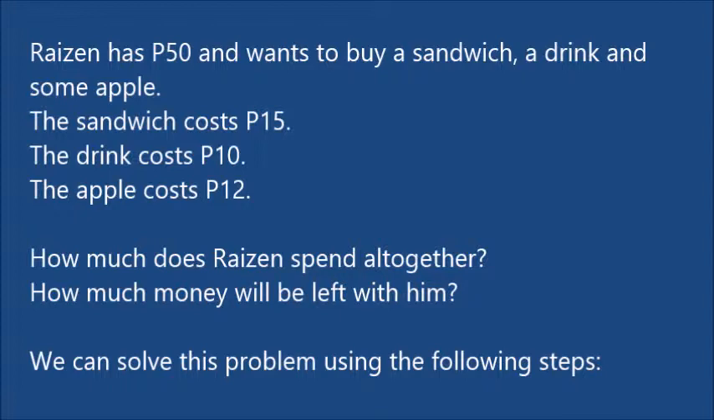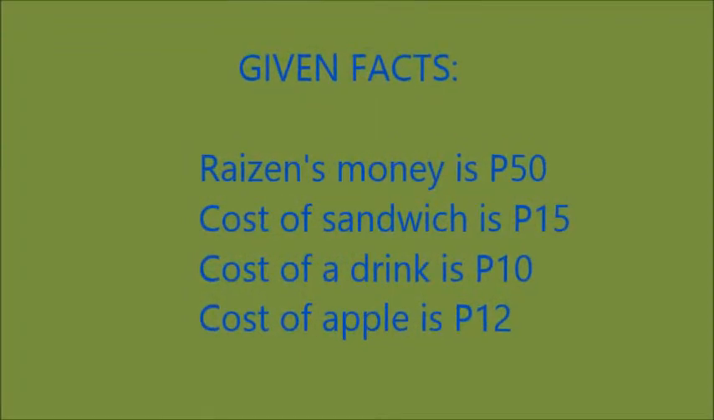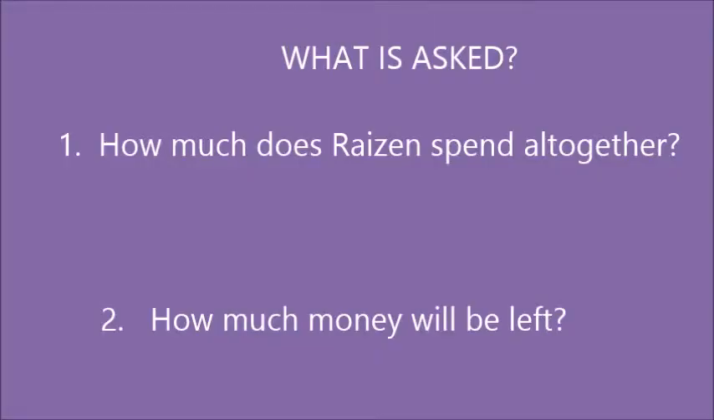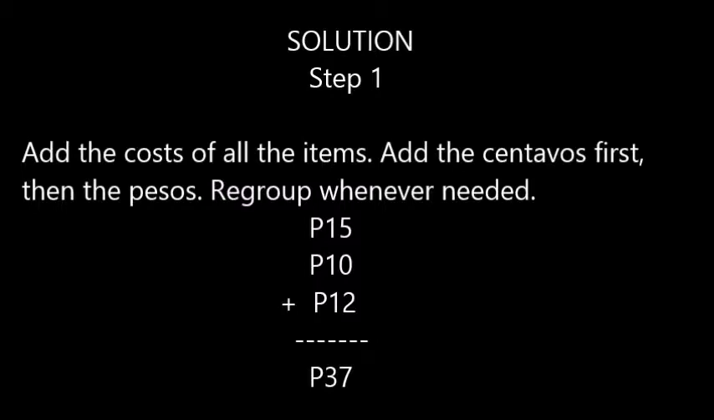We can solve this problem using the following steps. Review the given facts. Keep in mind what is asked. How much does Ryzen spend altogether, and how much money will be left? There are two steps in finding the solution. Step 1. Add the costs of all the items. Add the centavos first, then the pesos.